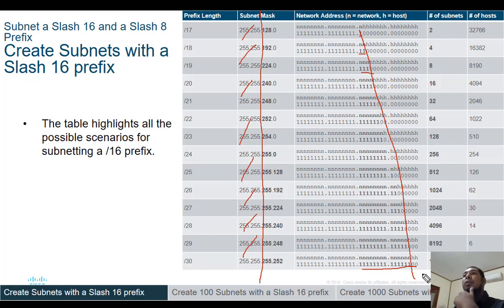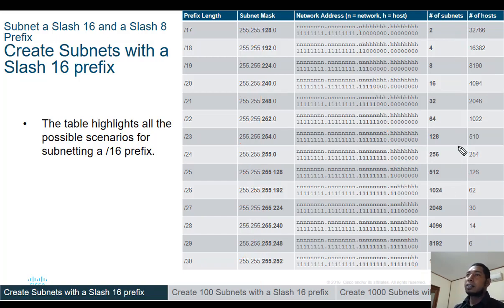If you want to find out the number of hosts for any particular prefix, whether you're working with /24, /16 or /8, it's the opposite. You borrow bits from the right, making your way to the left. So again, notice the inverse relationship between the number of subnets and the number of hosts. As the number of subnets increases, the number of hosts decreases. So it's an inverse relationship between the number of subnets and the number of hosts.